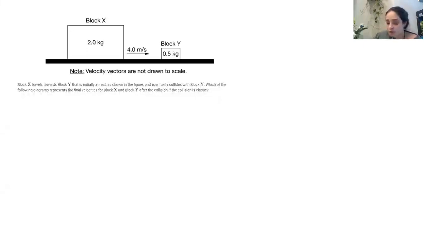So the first thing that we need to remember is that this is an elastic collision. So because it's elastic, both energy and momentum are conserved.